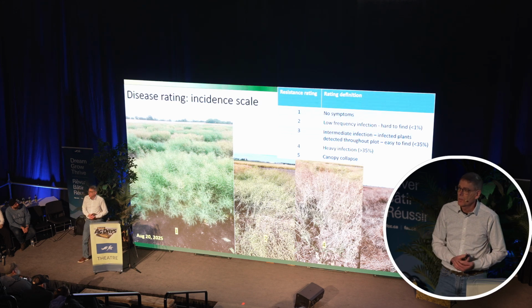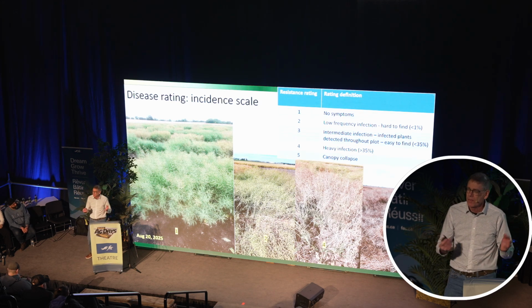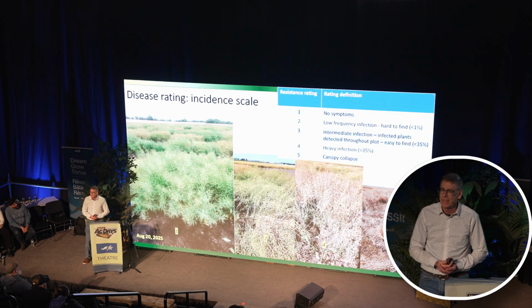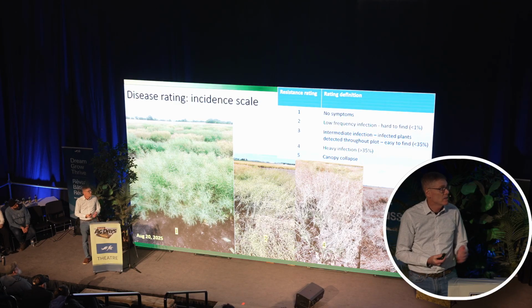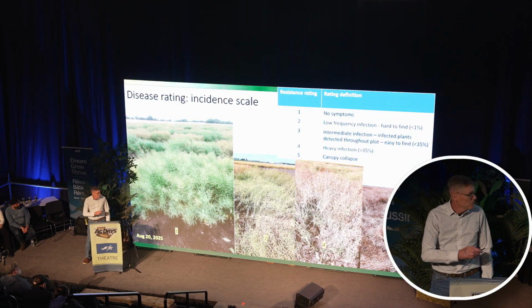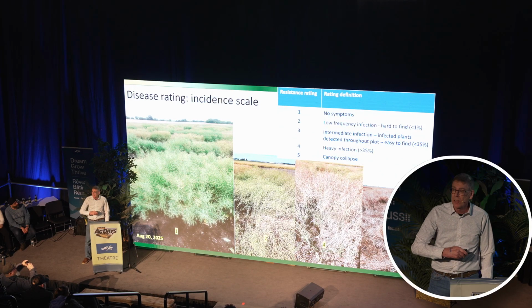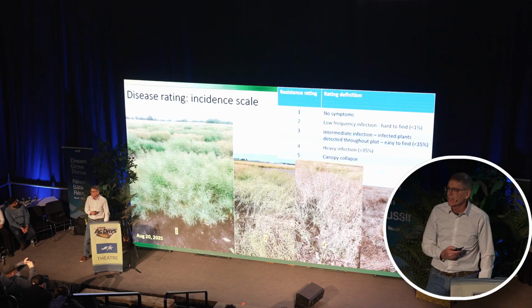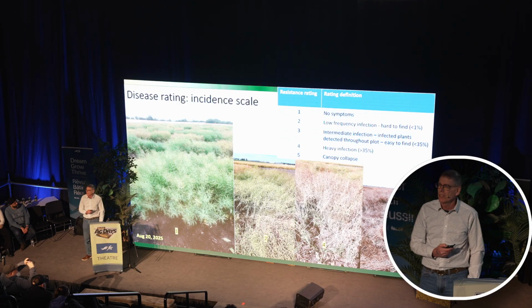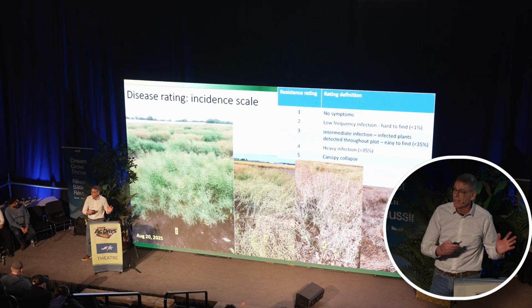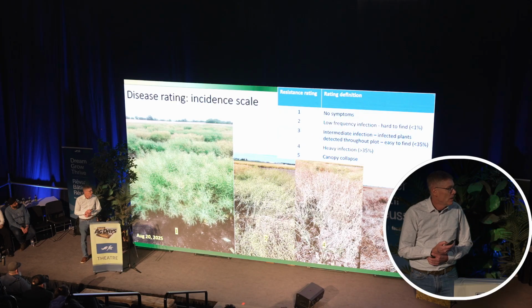So I had to come up with a way to rate this disease. So I have a 5-point rating scale. I like to keep it simple. So basically, you can't find symptoms, or you can find them, but you have to look in the plot for a little bit. It's not a disease where you can look at a few plants. You have to look at a plot of plants to see it.